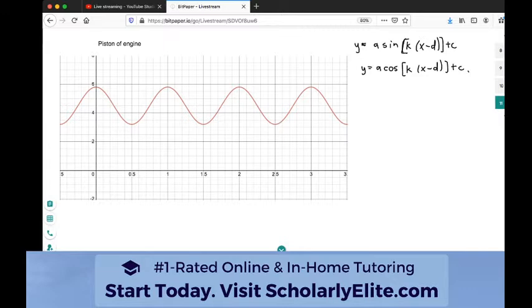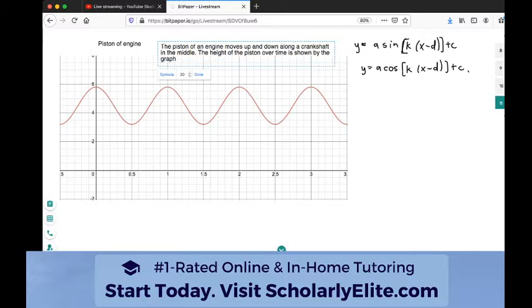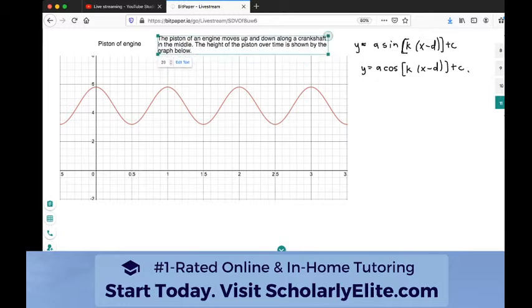So what we're going to do for this one is, this is actually kind of a word problem that we've been given. So I'm just going to type this in here. Okay, so here we go. We've got this graph here. The piston of an engine moves up and down along a crankshaft in the middle. The height of the piston over time is shown by the graph.